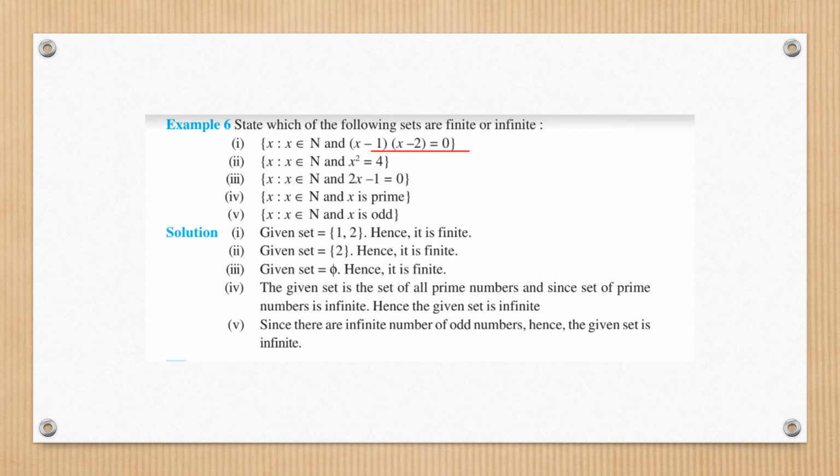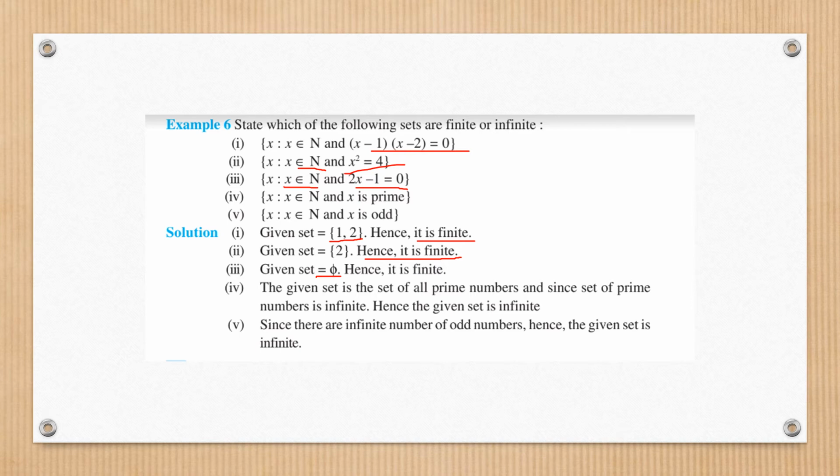Okay, so you can write it as C set {1, 2}, which is finite. For the second one, again, x should be a natural number. Be careful while reading it. No doubt the solution will be x equal to plus minus 2, but I need to take just plus 2 because it is the only natural number. So which is finite. Number 3 is x belongs to N and 2x minus 1 equal to 0. So you know x is your half, which is not a natural number. So it is an empty set.